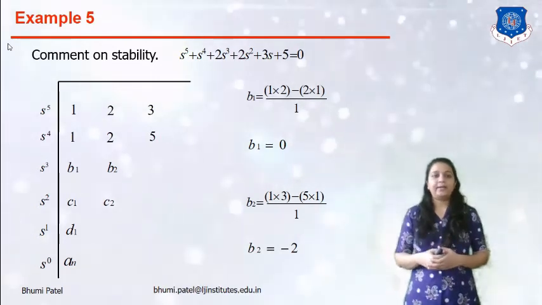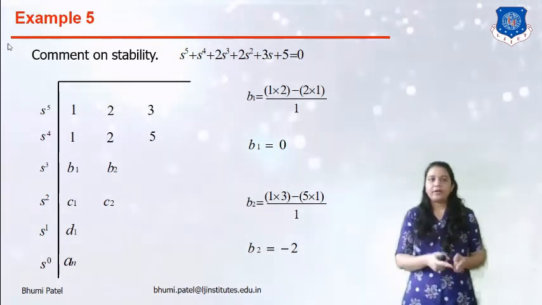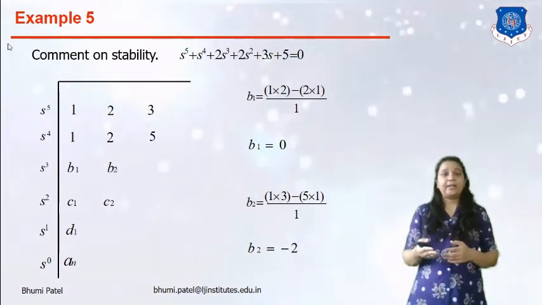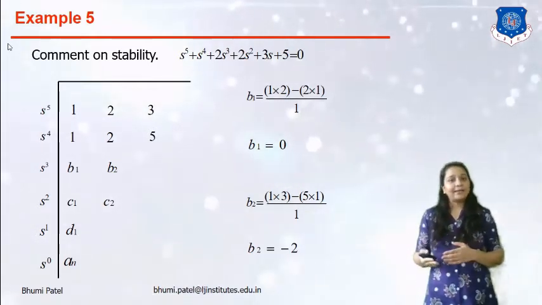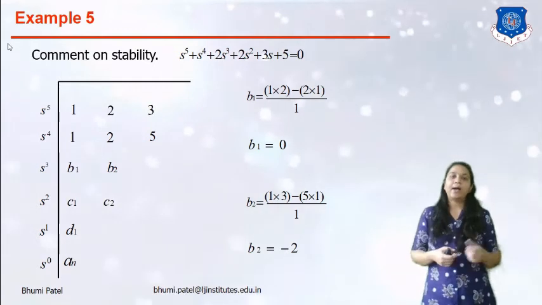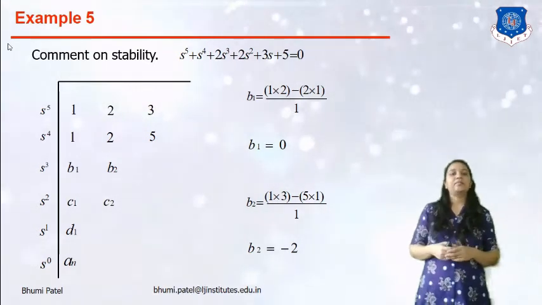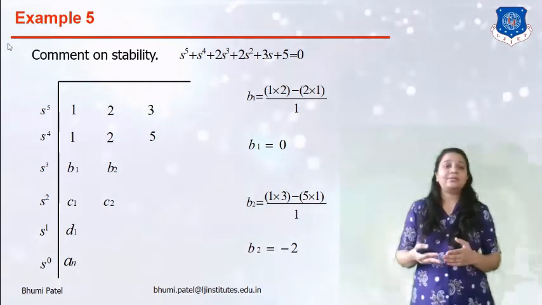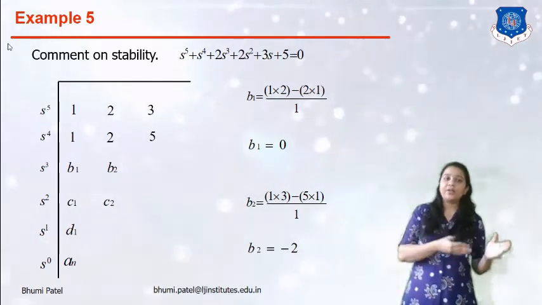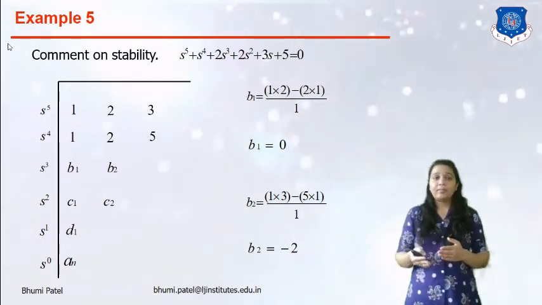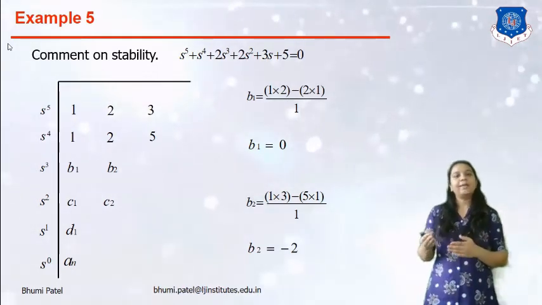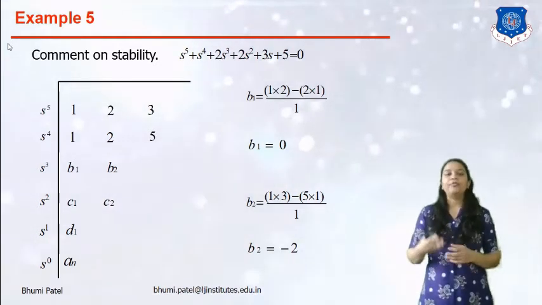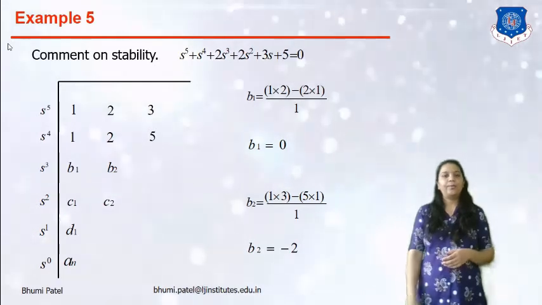Now our next target is to find the values of b1 and b2. First of all, b1. b1 is equal to (1 into 2 minus 2 into 1) divided by 1, and simplifying we get b1 equal to 0. Now for b2, we do not consider the second column; we consider the first and the third column, and the equation becomes (1 into 3 minus 5 into 1) divided by 1. Simplifying, we get b2 equal to minus 2.